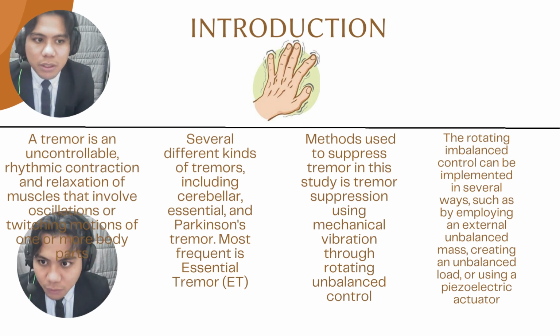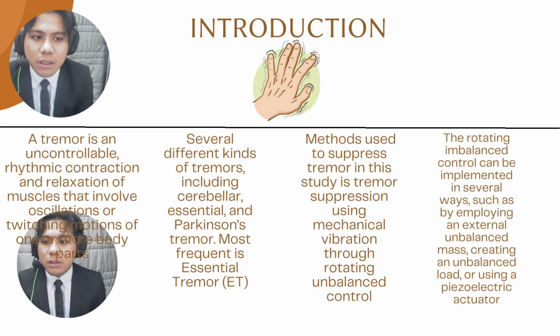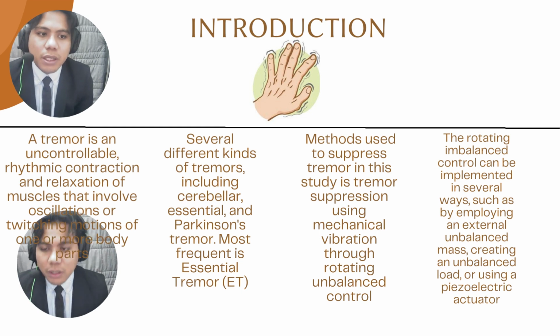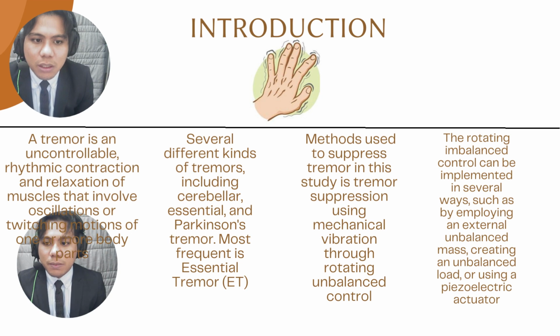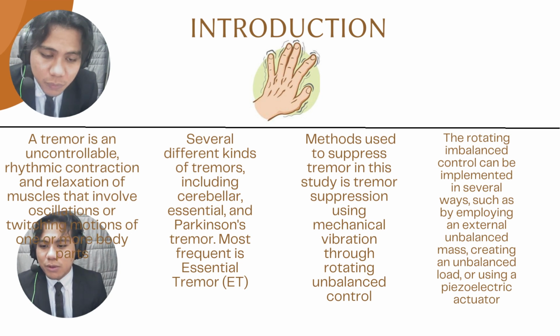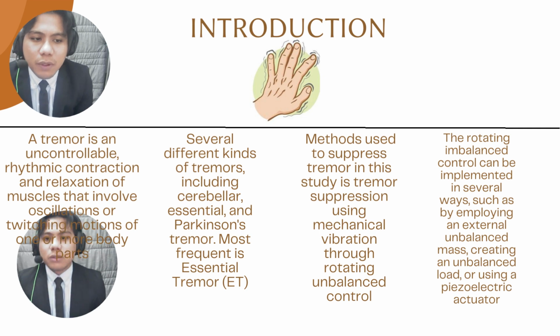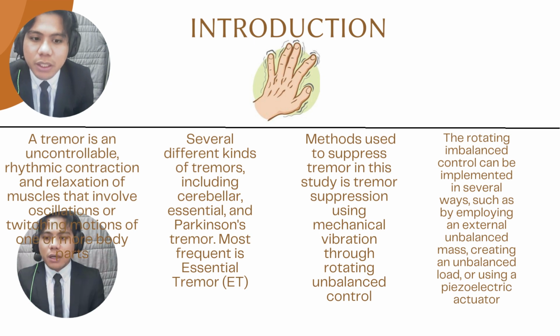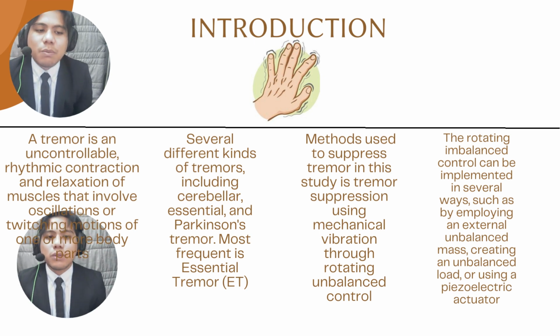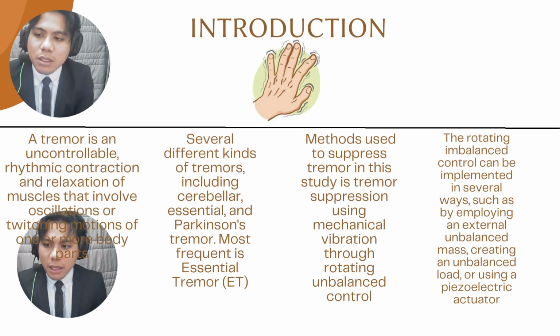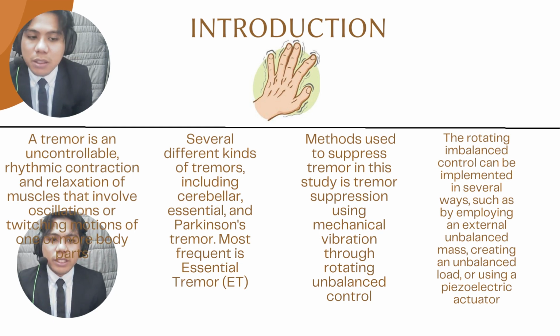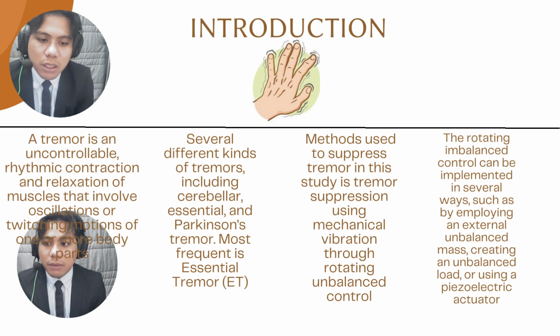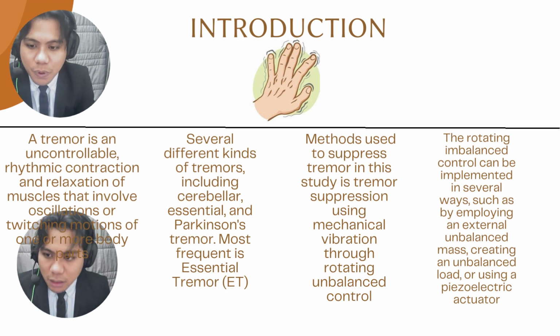ET, or essential tremor, is recognized as the most prevalent pathological tremor in adults, affecting about 0.9% of the global population. Both kinetic and postural tremors can be present in essential tremors, and each person will experience them differently in terms of intensity. Many ways to suppress tremors have been developed through studies. One of the common methods used is tremor suppression by using mechanical vibration through the rotating imbalance control mechanism. The rotating imbalance control can be implemented in several ways, such as by employing an external unbalanced mass, creating an unbalanced load, or using a piezoelectric actuator.